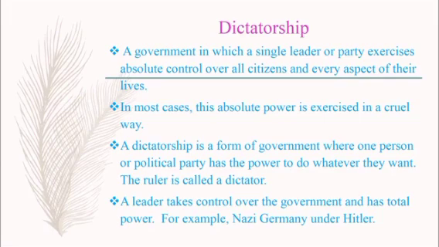A government in which a single leader or party exercises absolute control over all citizens and every aspect of their lives. In most cases, this absolute power is exercised in a cruel way. In other words, a dictatorship is a form of government where one person or political party has the power to do whatever they want. The ruler is called a dictator. A leader takes control over the government and has total power. For example, Nazi Germany under Hitler.